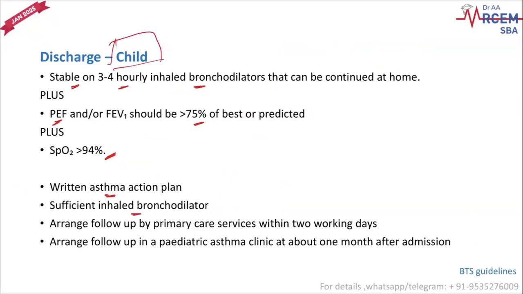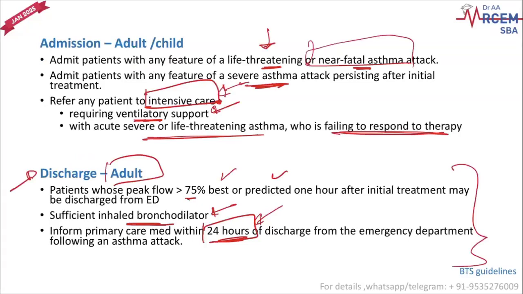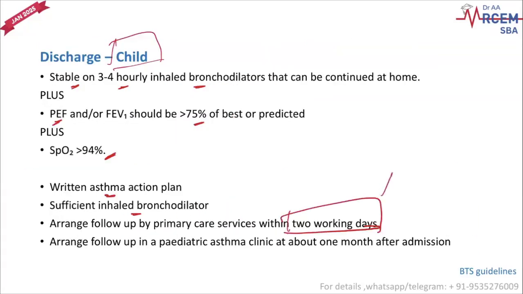Make sure they have enough inhalers available. They'll follow up with the GP in 2 days. Here it was 24 hours for the adults, here it is 2 days. That's the differentiating factor you need to remember; differentiating between adult and pediatric helps you memorize better. You need to arrange an asthma clinic within a month's time.